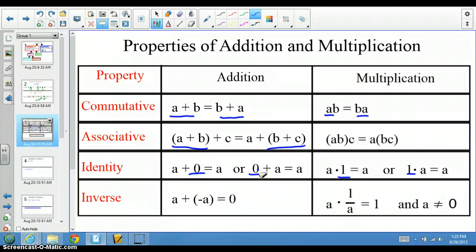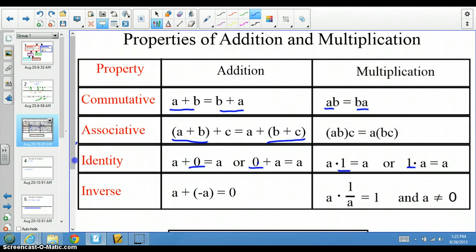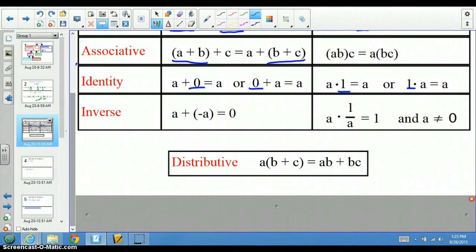Inverse property is where we do the opposite. For addition, we want it to add up to 0. And for multiplication, we want it to multiply to 1, positive 1. And in that case, A can never equal 0, because we can't have 0 in a denominator. And the last type is distributive. Remember, distributive property, we distribute. We multiply. Distributive is multiplying.